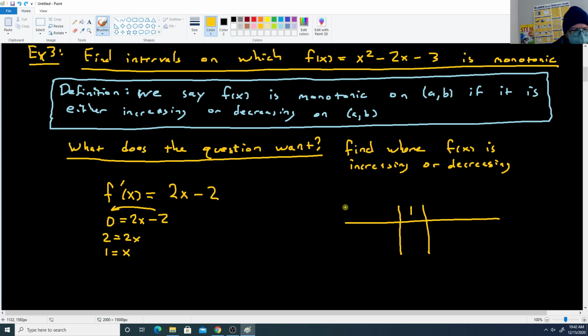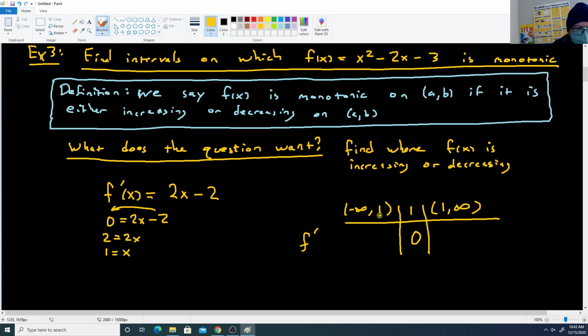So here's 1. To the left of 1, we have the interval from negative infinity up to 1. And then to the right of 1, we have 1 up to positive infinity. This is to keep track of what f prime is doing. At 1, f prime is 0, because we set the first derivative to 0 to get the x value 1.